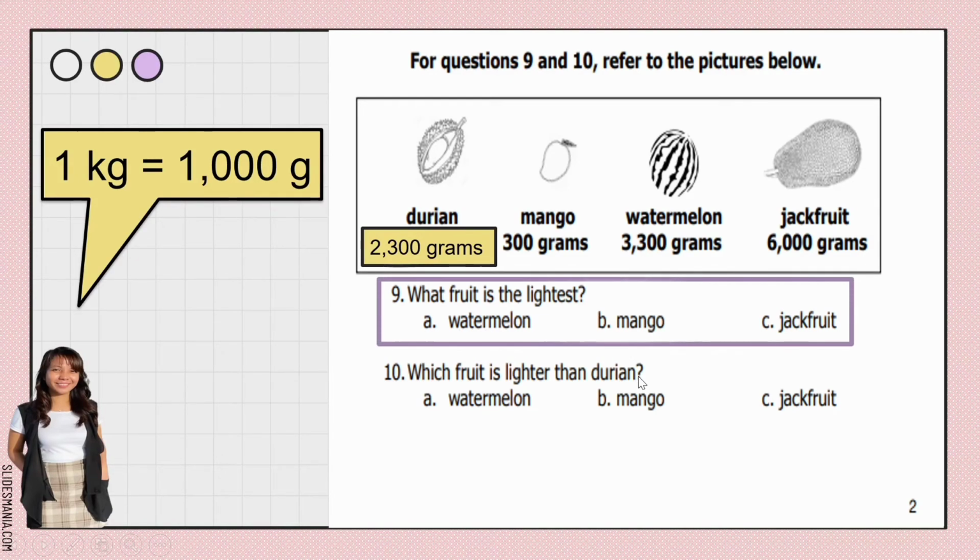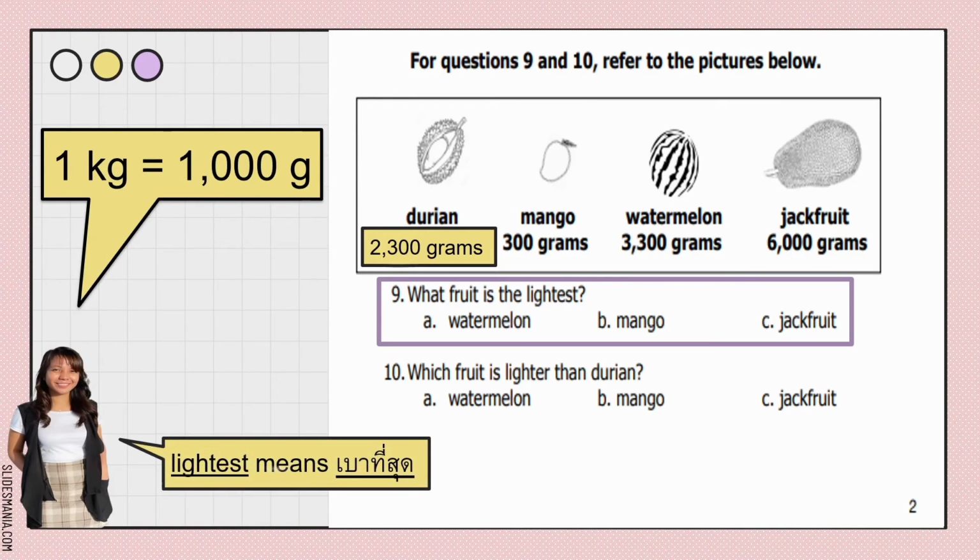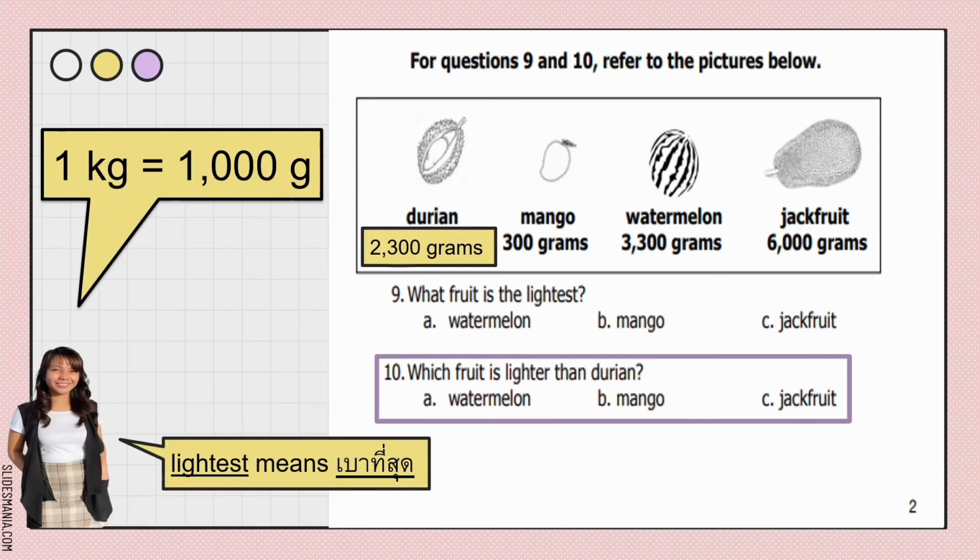For question number 9, what fruit is the lightest? A. Watermelon, B. Mango, C. Jackfruit. Next, for number 10, which fruit is lighter than the durian?